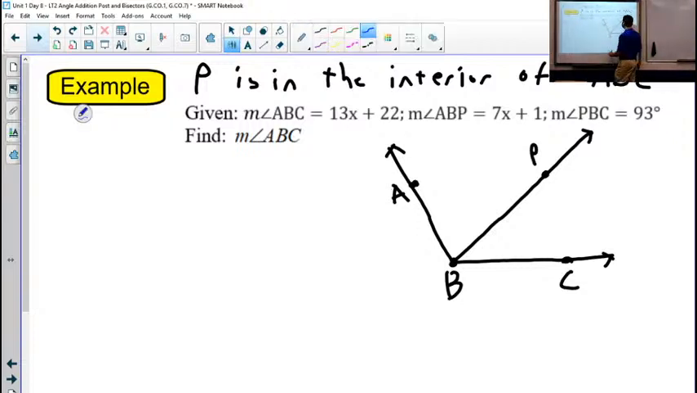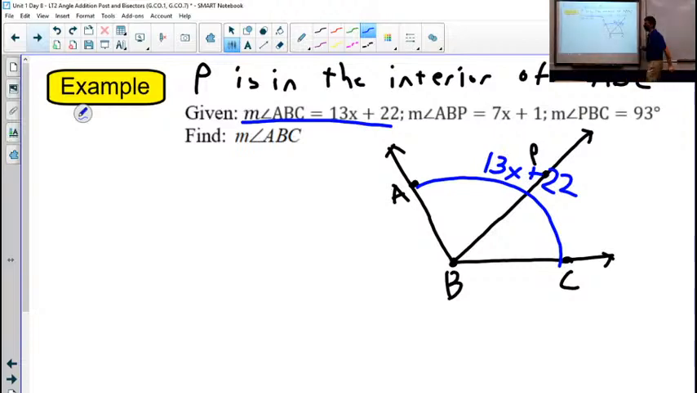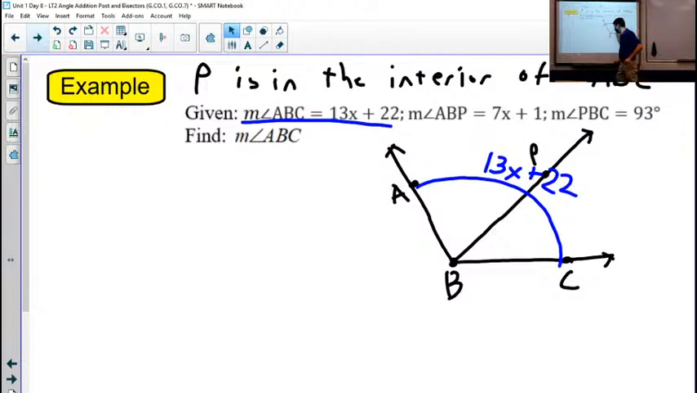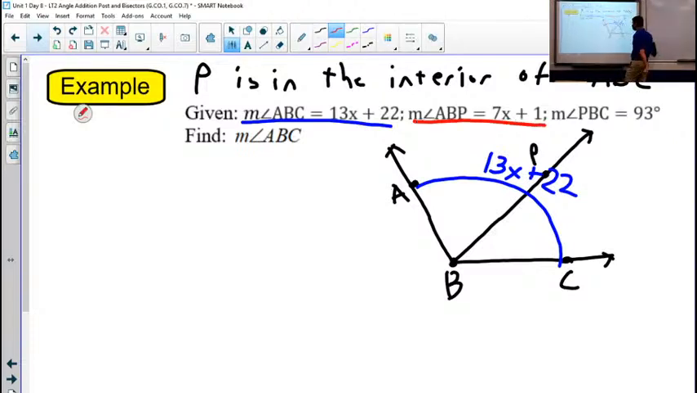So inside of the angle, somewhere around here, here's point P. And now we'll start labeling. Measure of angle ABC, the entire angle, is 13x plus 22. Then our piece here, measure of angle ABP. A to B out to P. Remember, if you see the name of the angle, then that'll let you just trace it out. A to B out to P, right there, is 7x plus 1. And then PBC, that's P down to B out through C, is 93 degrees.